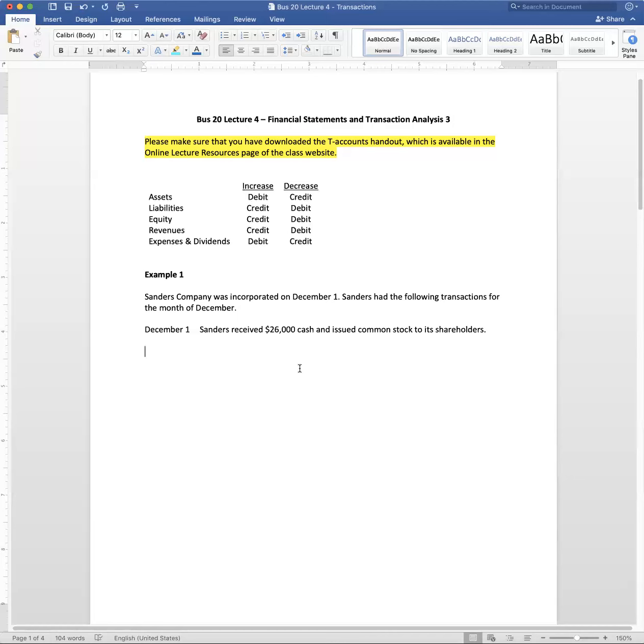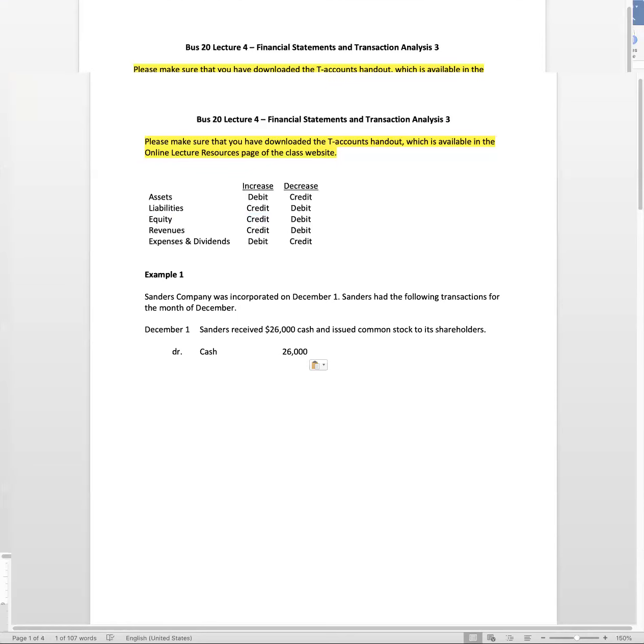Okay, so there are 2 things that are involved here. We have cash and we have common stock. Now, cash is an asset, and for the company, cash is increasing. So we're going to debit cash. And then, of course, common stock is part of equity. And equity is also increasing because we didn't have common stock and now we do. So we're creating new common stock. That's going to be a credit to common stock.